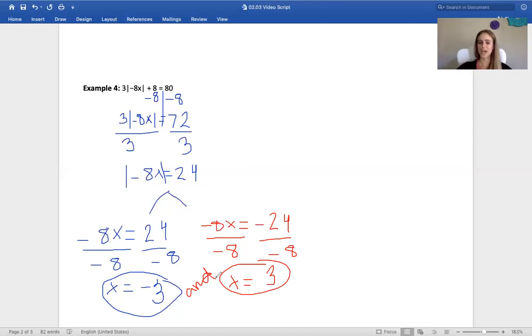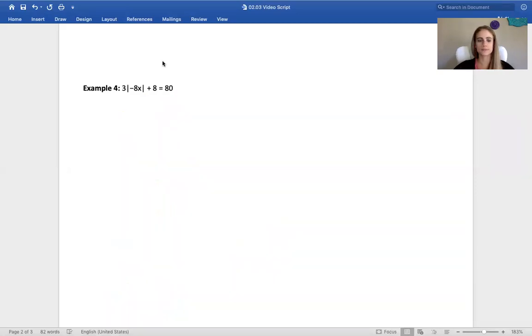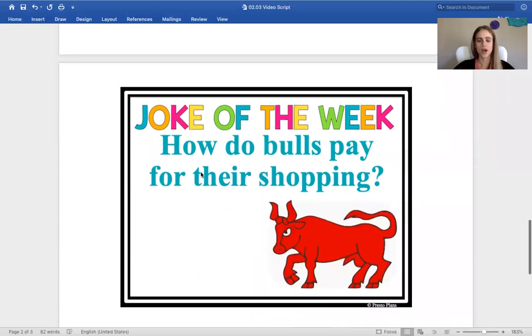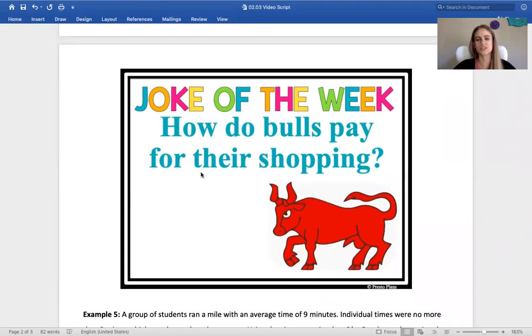Perfect. All right, before we get to our final example, I have a fun little dad joke for you. How do bulls pay for their shopping? They charge it. Ha, get it? Charge? Because bulls charge, they run after. I know. Hilarious. Maybe your kid siblings, your kid brothers or sisters will think it's funny.